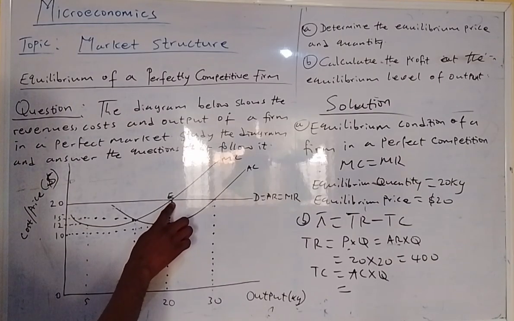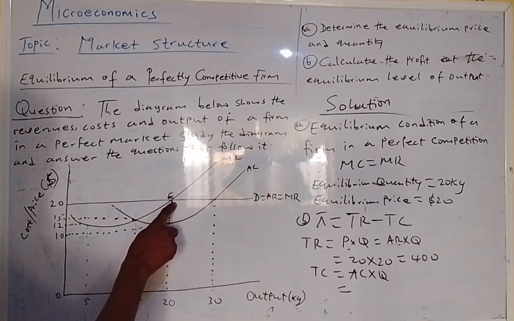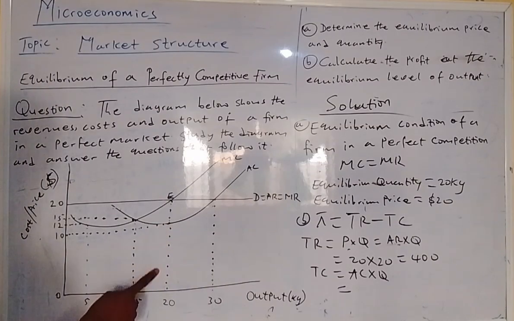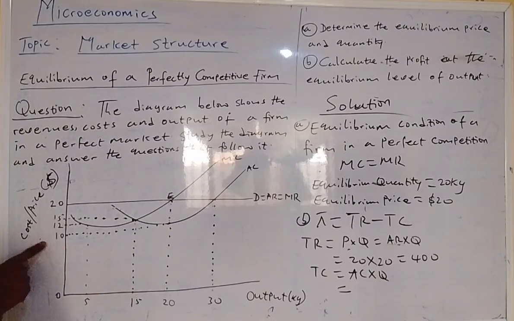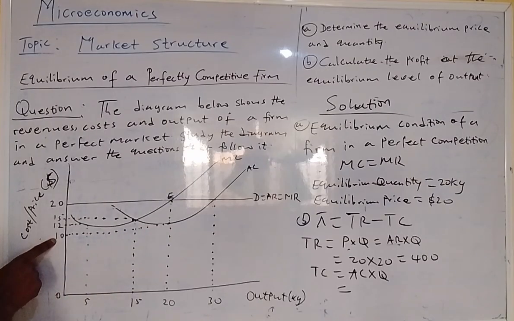This is the equilibrium point, and you trace it down, you have the equilibrium output, then you have the equilibrium price here. As you are tracing it down, you'll be checking where this dotted line touches the AC curve. You can see it touches the AC curve here. Wherever it touches the AC curve, at that level of equilibrium, you trace it to the cost axis here. I find $10. So this represents my average cost at this level of output.